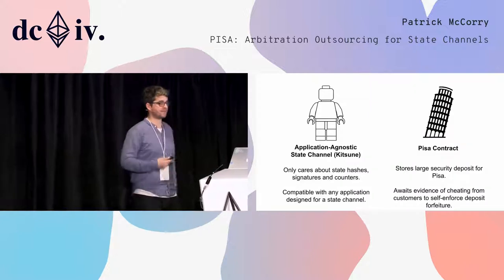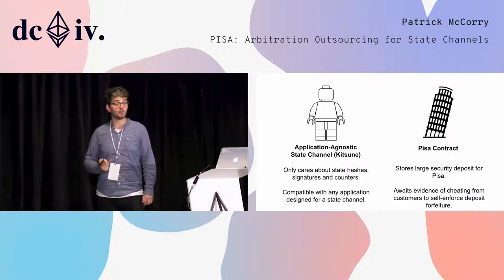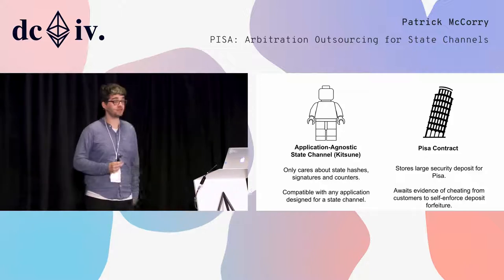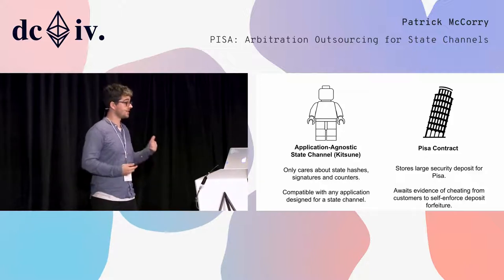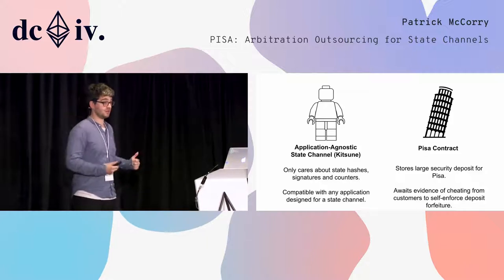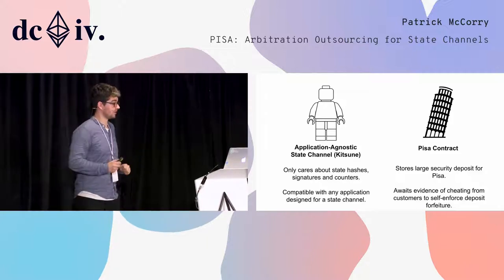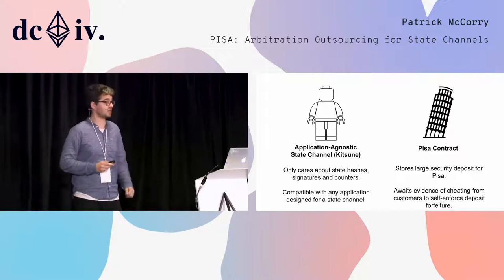So let's go into it step by step. So first we have two components. We have the state channel contract that, as I mentioned already, only cares about hashes, signatures, and a state version or number. And it's actually a bit like a honey badger. It's compatible with most applications you can think about for state channels.